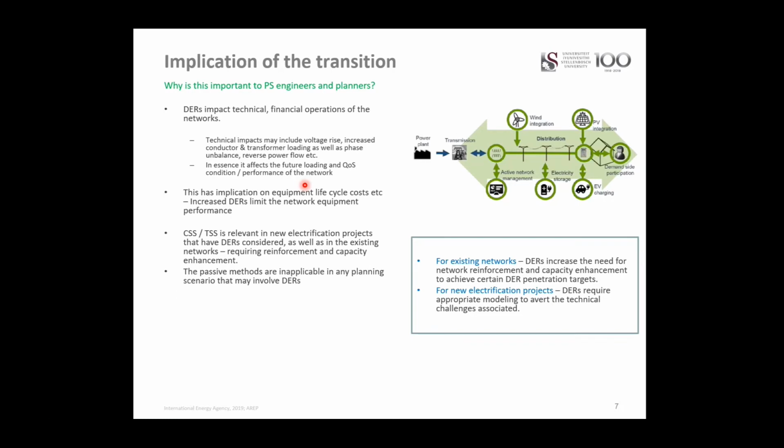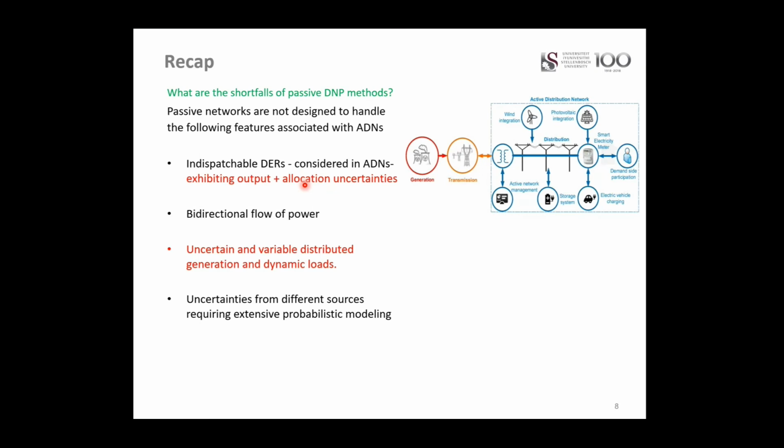And for new electrification projects, it becomes very imperative that appropriate modeling should be conducted in order to avert the technical challenges that we see occurring in networks that were not originally designed to cater for DERs. So just as a recap, the shortfalls of the passive distribution network planning methods, and these we are looking at what are the features that ADNs have that passive networks don't have.